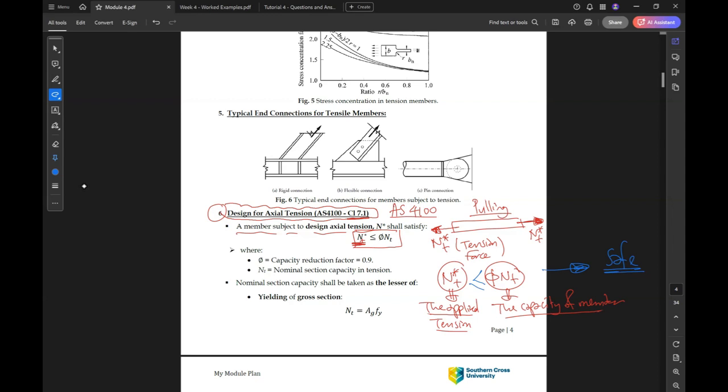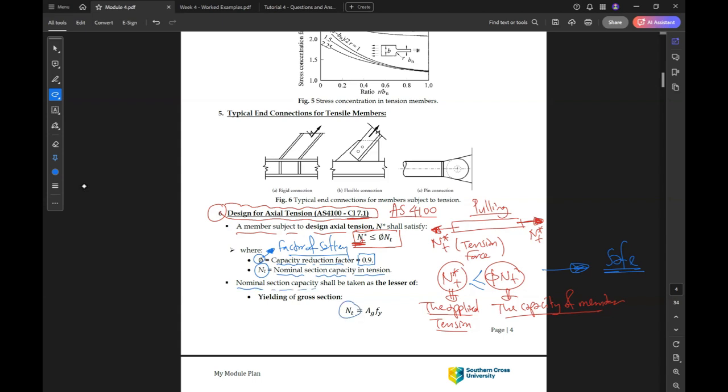So for members under tension, we have a tension force and we need to find the capacity of the member to compare to the tension force, where phi is called the capacity reduction factor, which is equal to 0.9. So phi is a factor of safety in this type of design. NT is called the nominal section capacity in tension. So our role in the design is to find the value of NT.